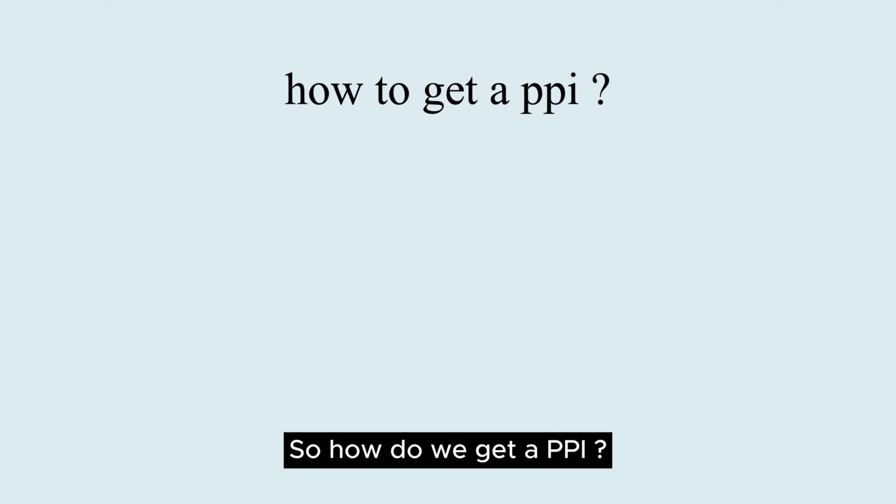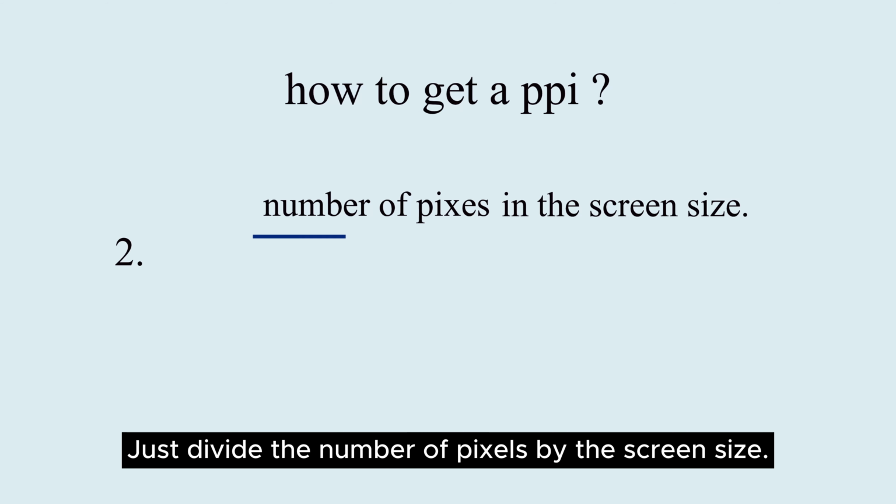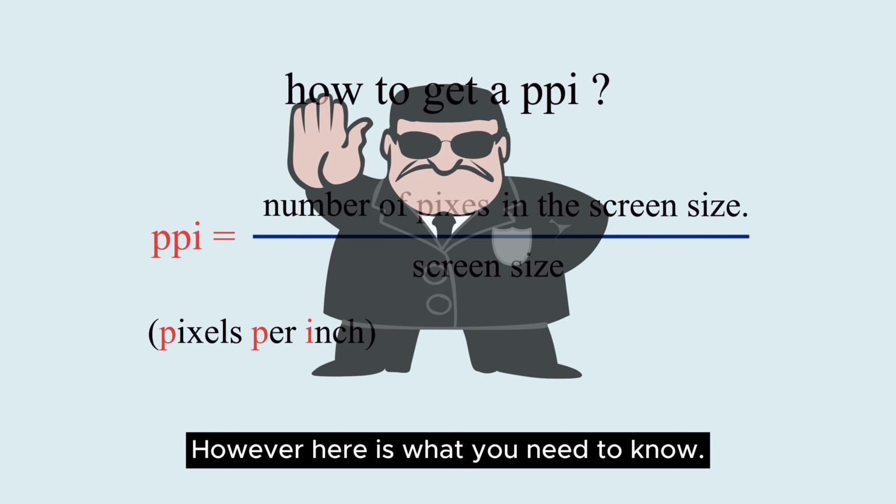So how do we get a ppi? Number 1. Find the number of pixels included in the screen size. Number 2. Just divide the number of pixels by the screen size. That's PPI, which is the number of pixels per inch. However, here is what you need to know.